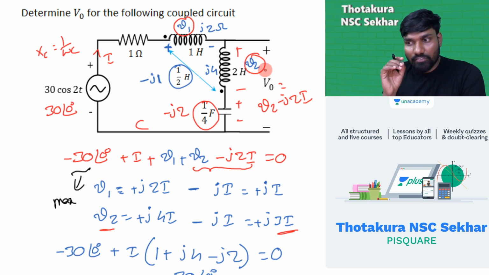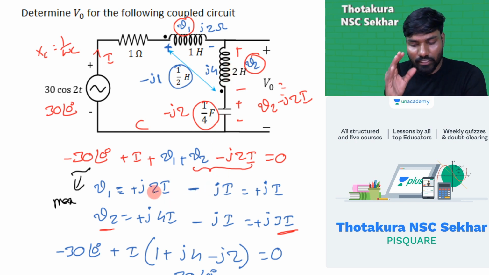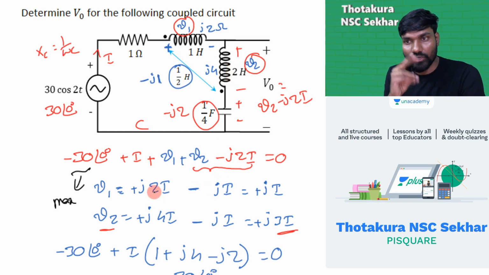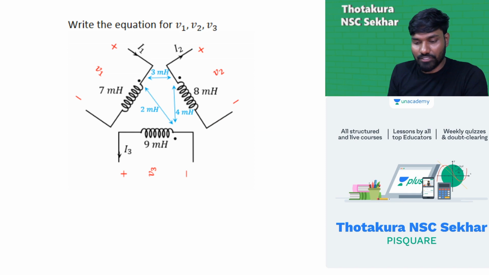In case of a coupled circuit, this V1 will have two terms because it is coupled with two inductors. If it is coupled with three inductors, you will have three voltages. One is self-induced EMF, next one is mutual induced EMF. That is the only thing you should be careful with when you're doing this coupled circuit. Sometimes they directly ask write KVL equation. We'll see that. Next question.